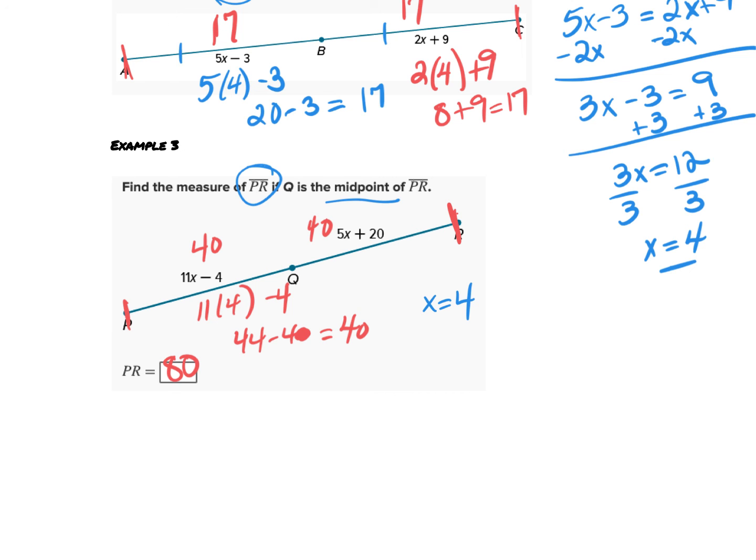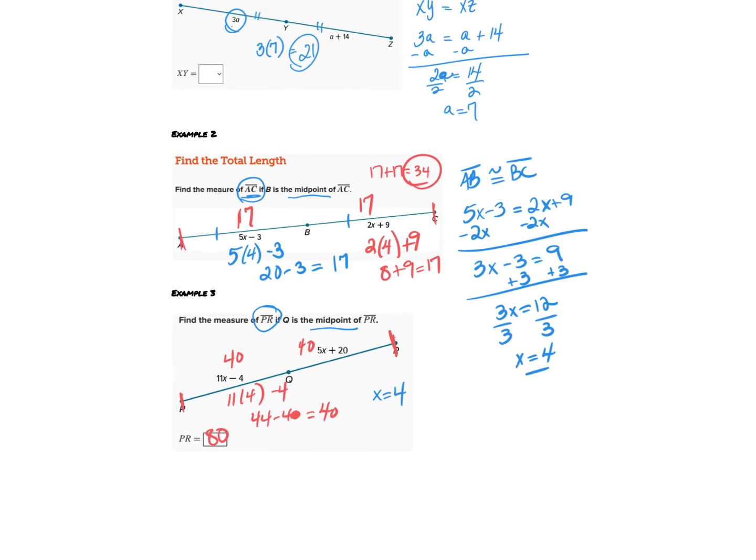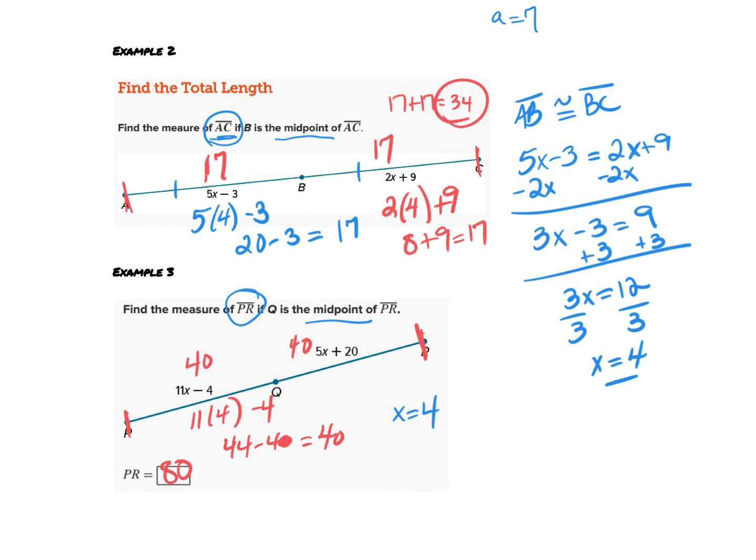Okay. So that's using algebra to solve for the length of line segments with a midpoint.